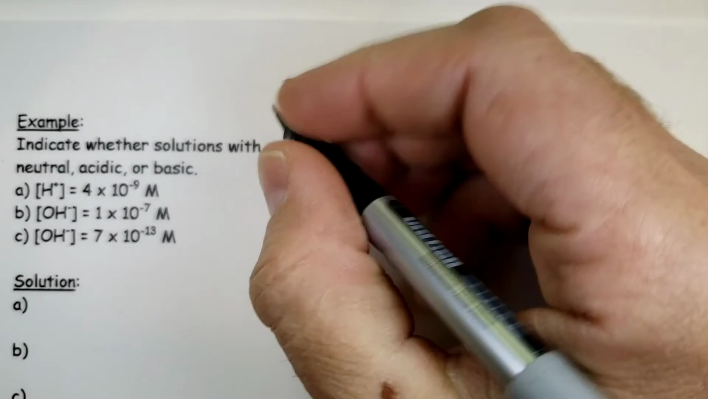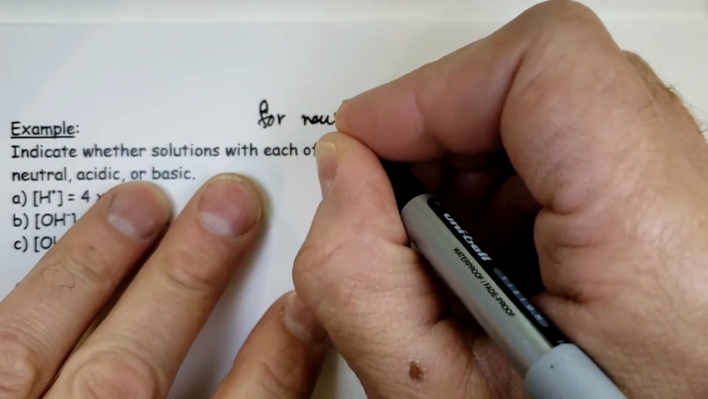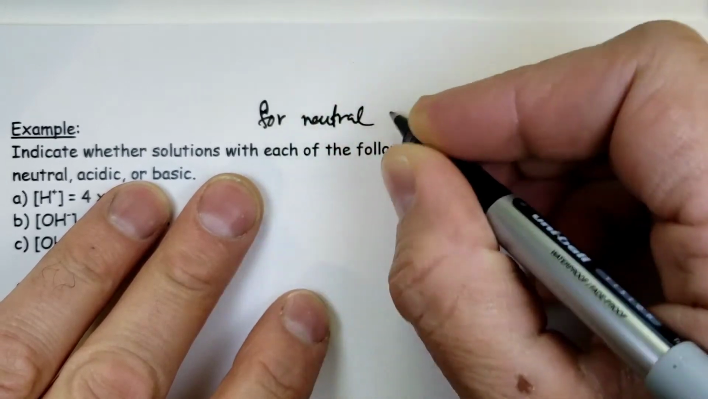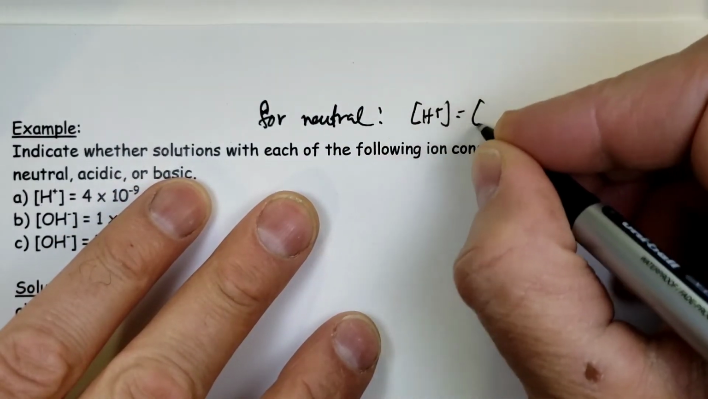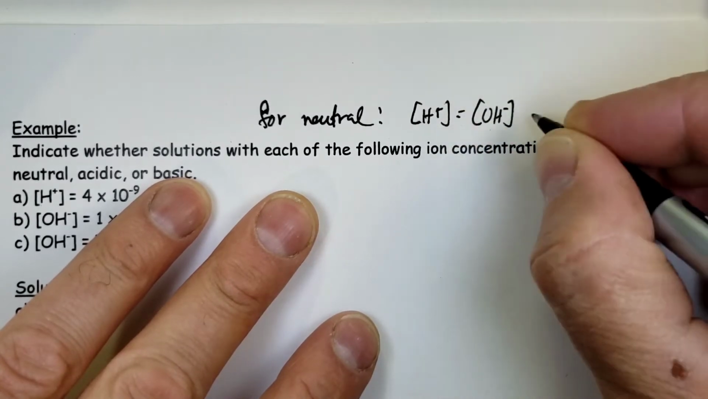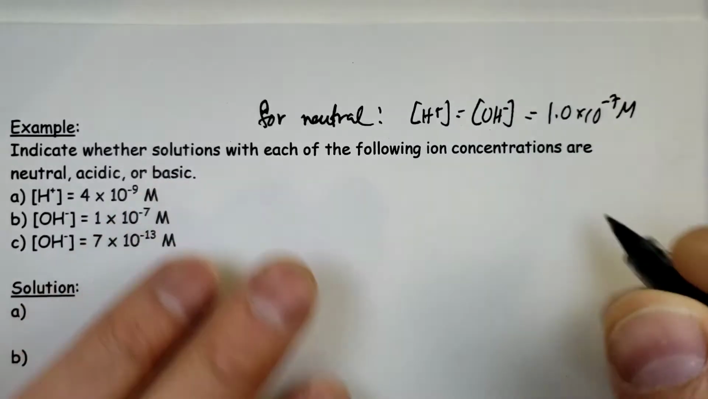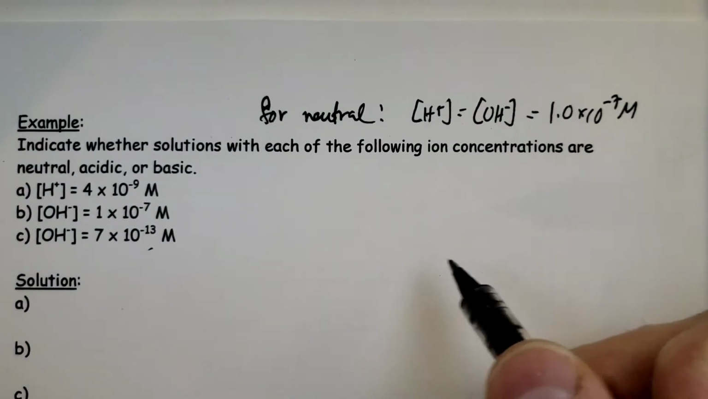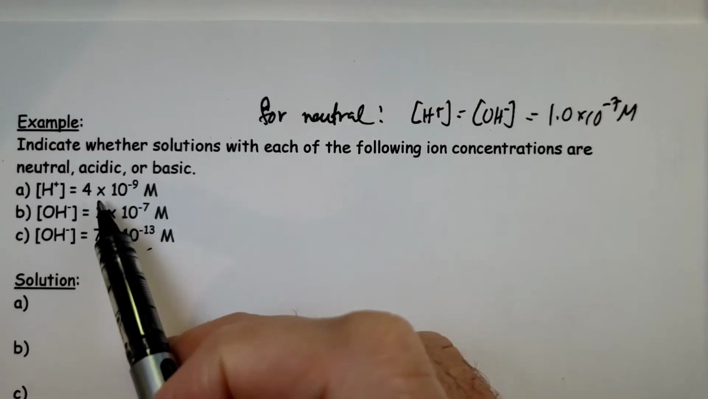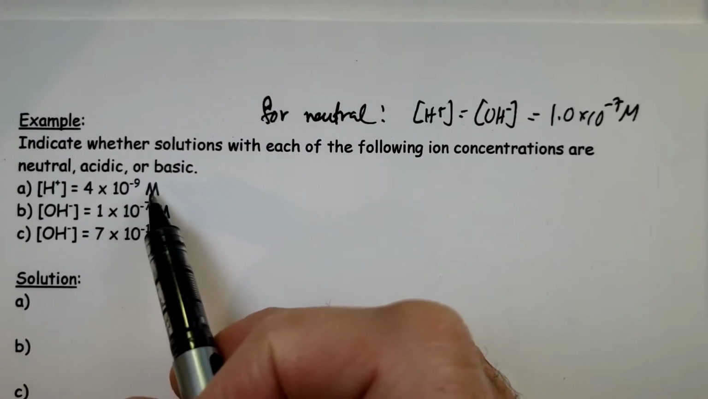So I know that for neutral, [H+] is equal to [OH-], which is equal to 1.0 times 10 to the minus 7 molar. So all I have to do is really compare my numbers to that, and I can tell what's going on here. So over here, if I have [H+] being 4 times 10 to the minus 9, now be careful here.